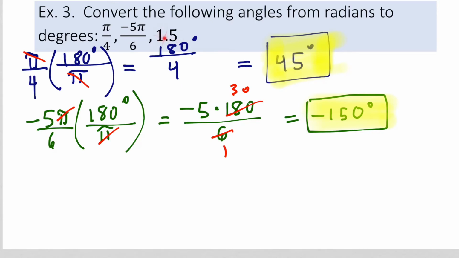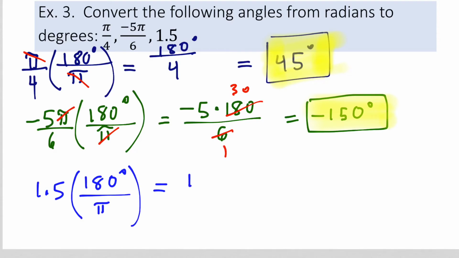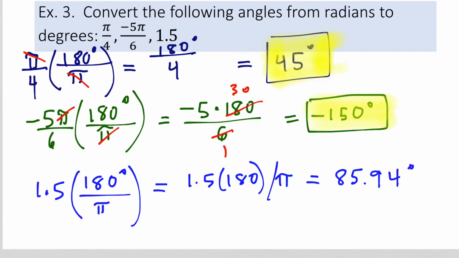All right, the next one, it doesn't have a pi in it. The pi is included in this number. You might think of it that way. So this is just 1.5 radians. And I want the degrees to wind up on top. So I'm just going to say this is 1.5 times 180. And then we're just going to type this into the calculator, divide by pi, and we'll get a certain decimal number of degrees. And I got 85.94 degrees.